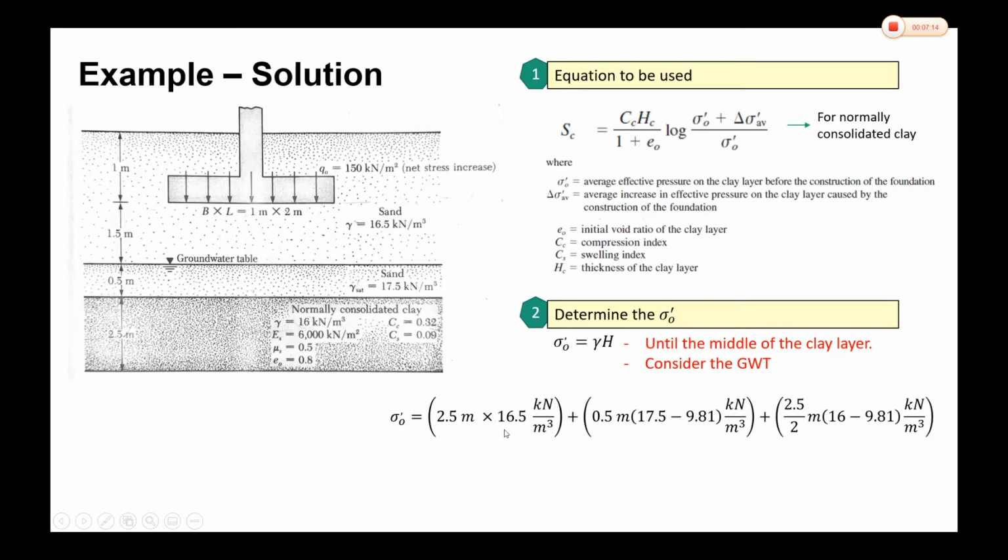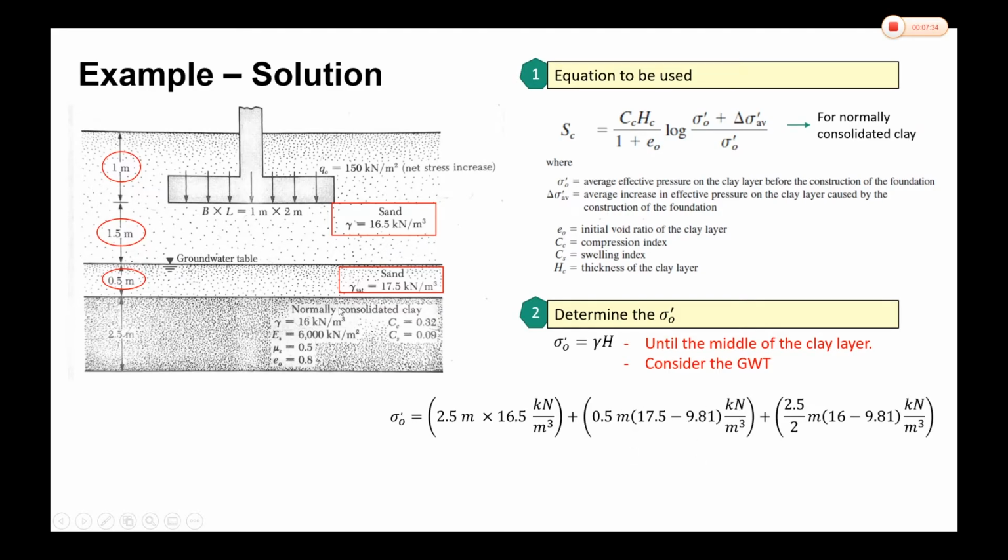You can see that the thickness is 2.5. So 1 meter here plus 1.5 meter still in the first layer. And then we have unit weight is 16.5. So this is the 16.5. Alright, then we go to the second layer.